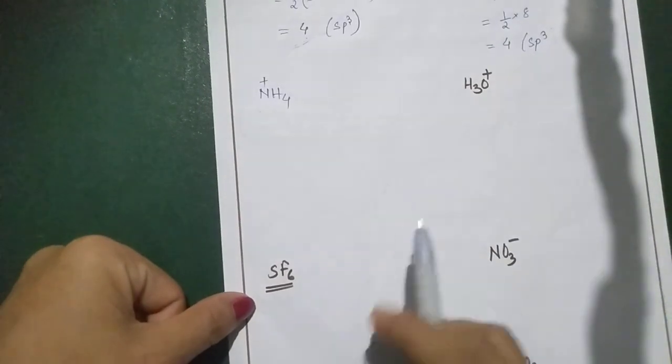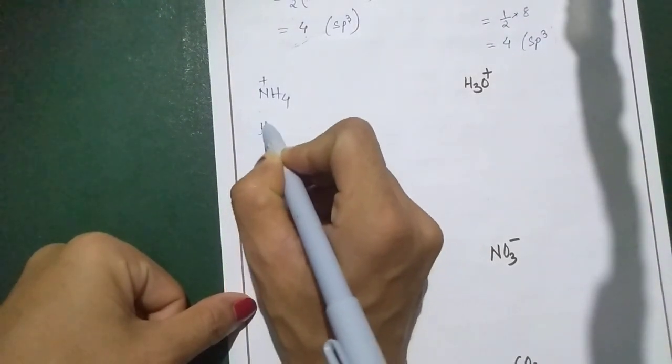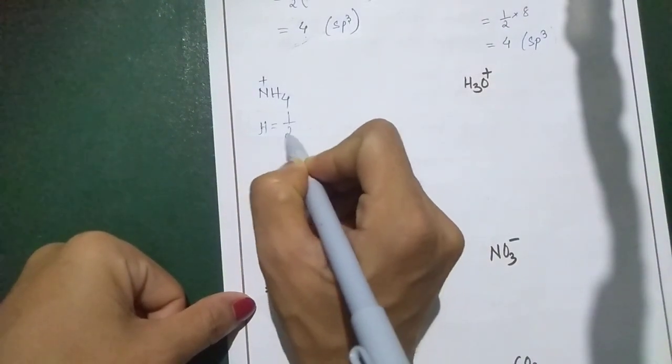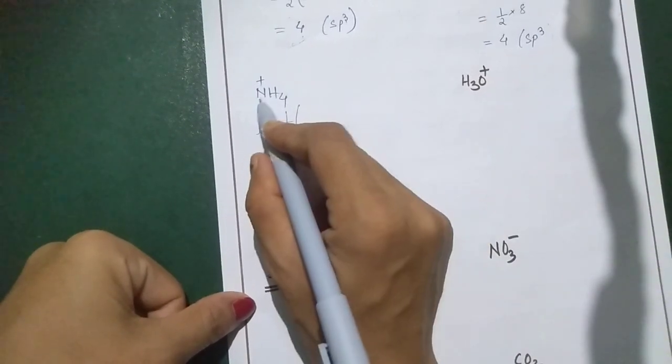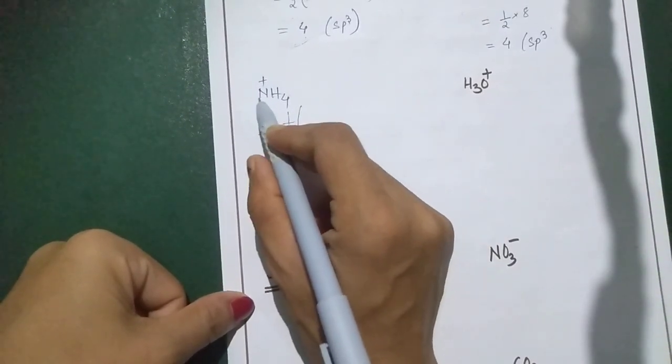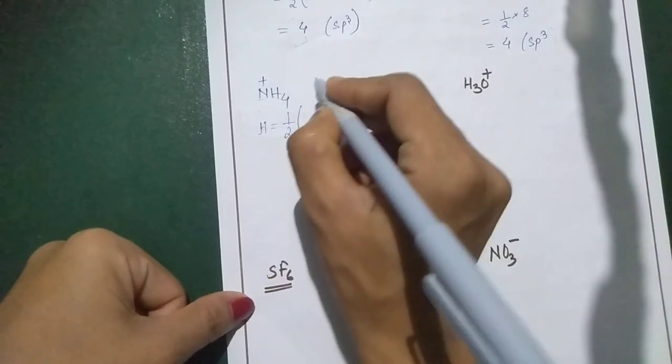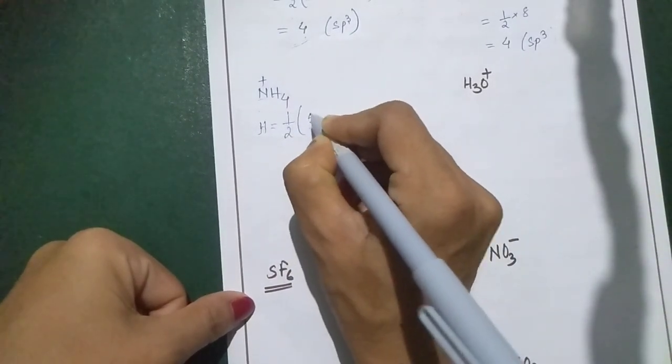Now let us take another one. What is the formula? H is equal to half, valence electrons of the central atom. What are the valence electrons of the central atom, nitrogen? That is 5. So 5.